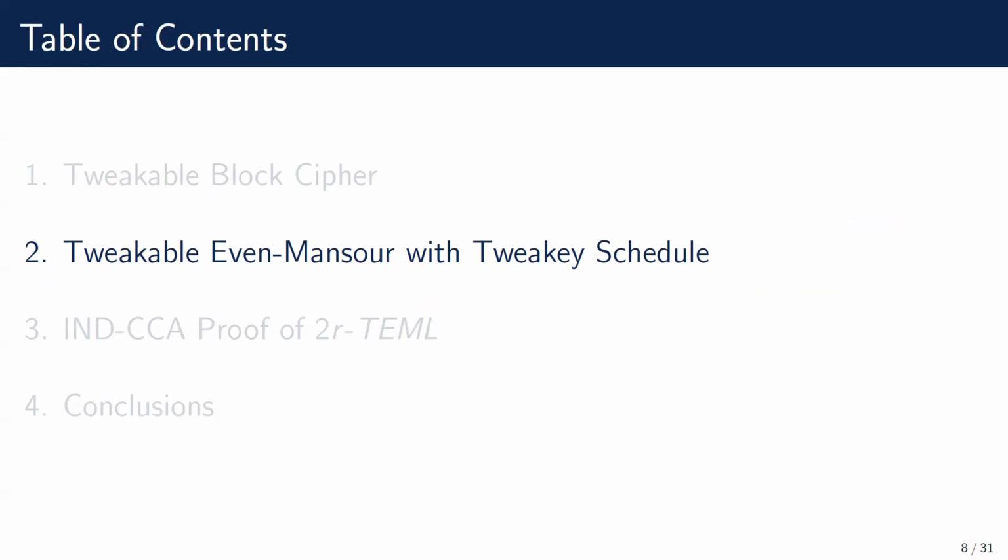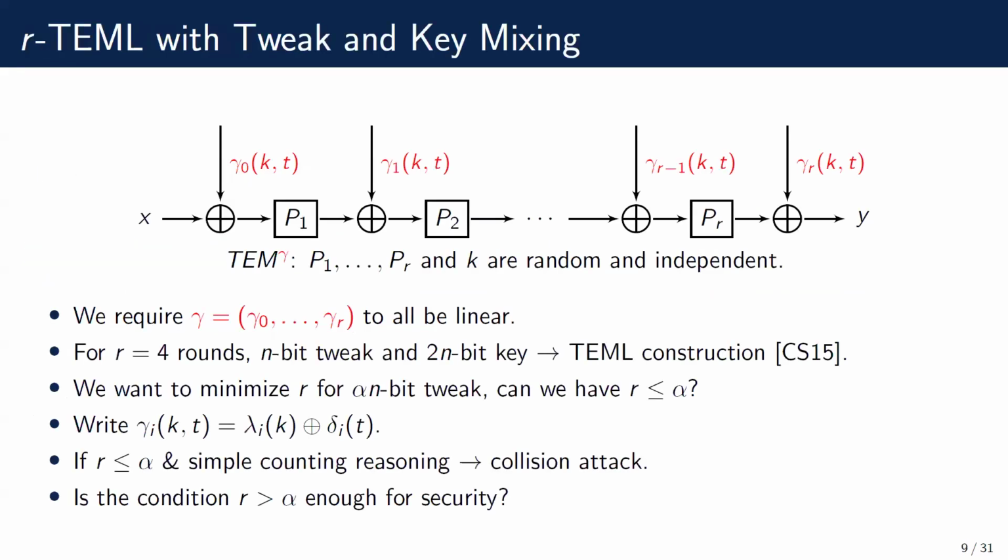So now to introduce our construction, the tweakable Even-Mansour with tweakey schedule. We just instantiate the previous construction with some functions gamma 0 to gamma r that we want all of them to be linear, as in the tweakey schedule. And we know that for 4 rounds, n-bit tweak and 2n-bit key, it's the TEML construction by Cogliati et al. So now we want to minimize the number of rounds for some alpha n-bit tweak. So can we have fewer than alpha rounds? Since the gammas are linear, we can write it as a key schedule XOR tweak schedule. And if r is less than alpha, using simple counting reasoning and some collisions on the tweak schedule, we can derive a collision attack, which I'll not talk about here, but it's quite simple to see.